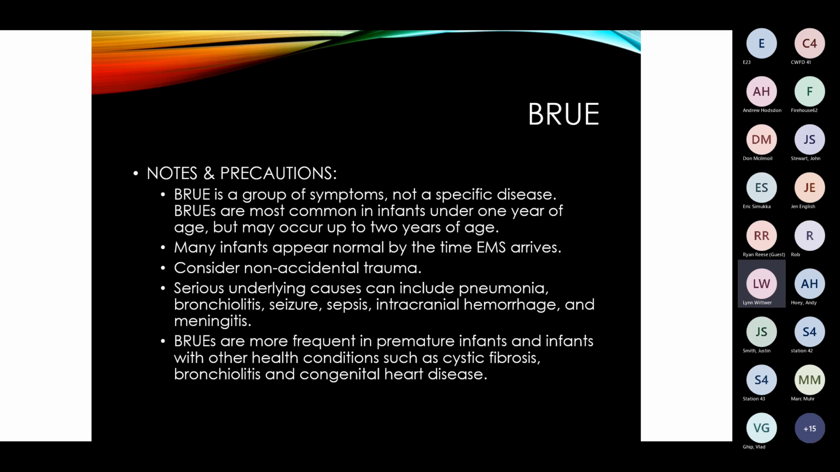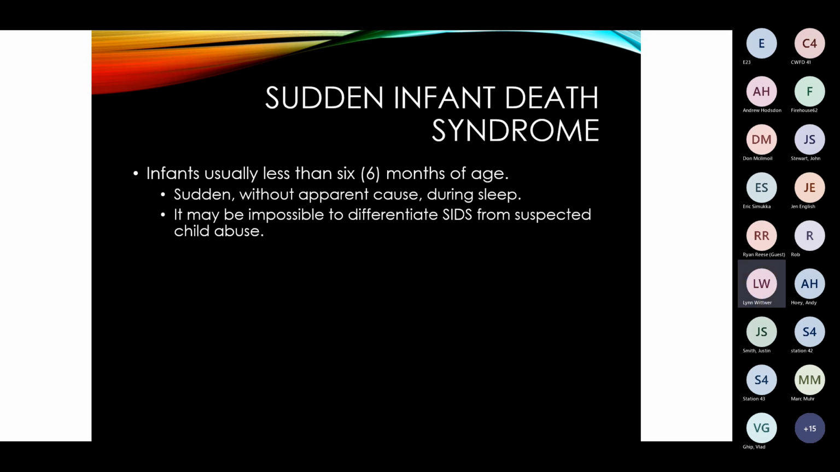Serious underlying causes include pneumonia and sepsis, bronchiolitis, seizure, intracranial hemorrhage, meningitis. So there's some bad things. More frequent in premature infants, which is why we want to get that kind of a history, or infants with other health conditions such as cystic fibrosis, bronchiolitis, congenital heart disease. All those things will come out in your history.